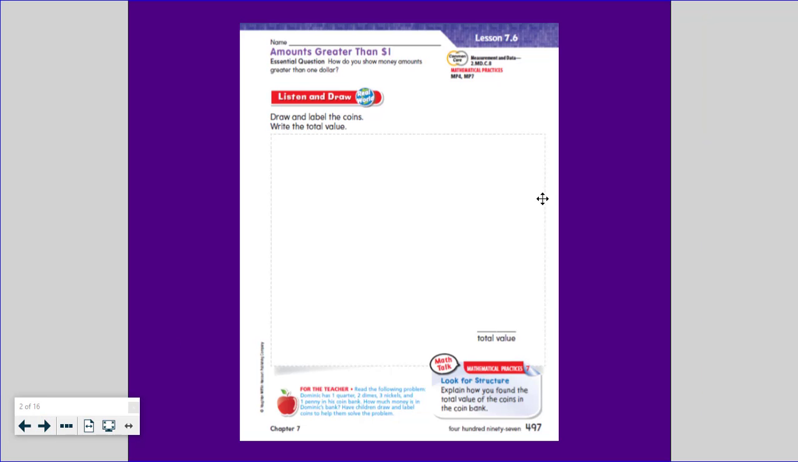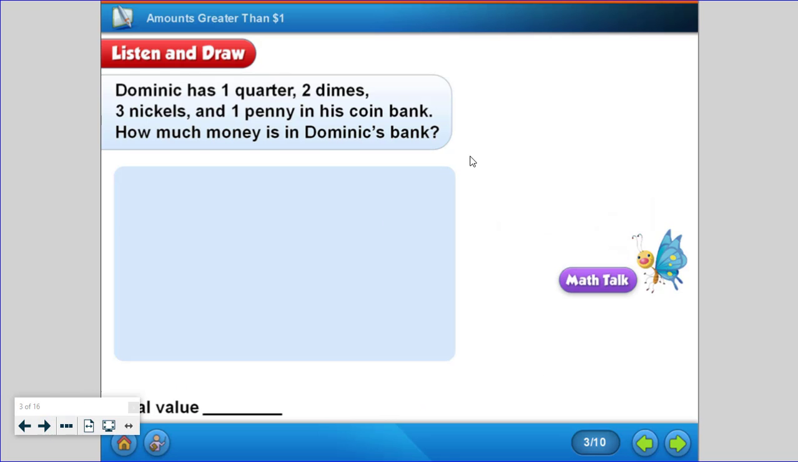And so we're on page 497, and the directions say, draw and label the coins, write the total value. So I'm going to go, you stay on this page. I'm going to go to my page that's very similar. And I've got the problem here. And it says Dominic has 1 quarter, 2 dimes, 3 nickels, and 1 penny in his coin bank. How much money is in Dominic's bank?